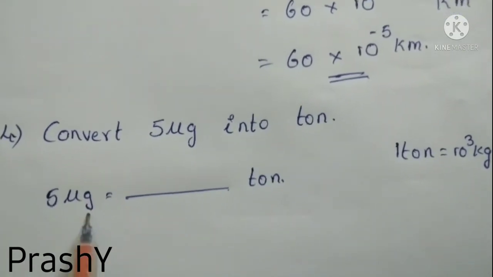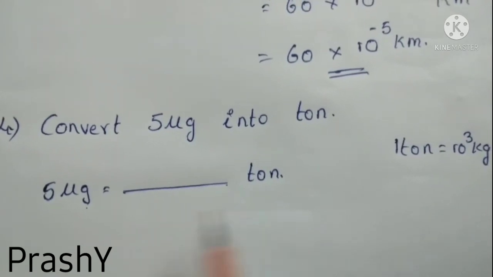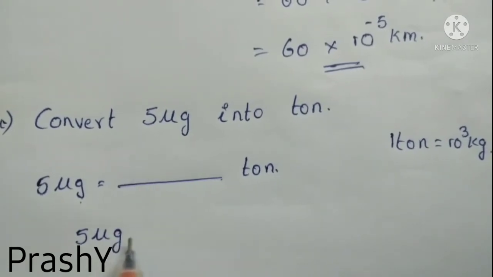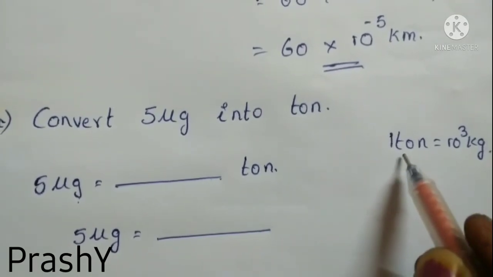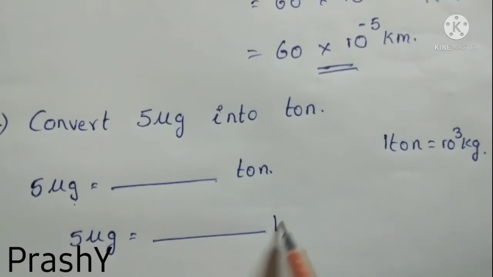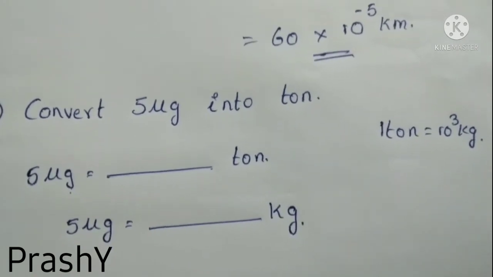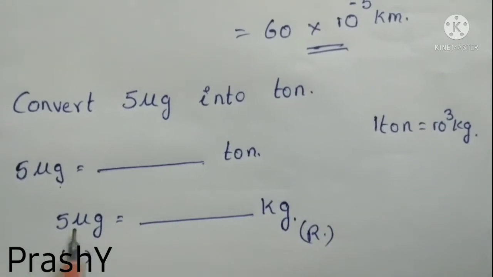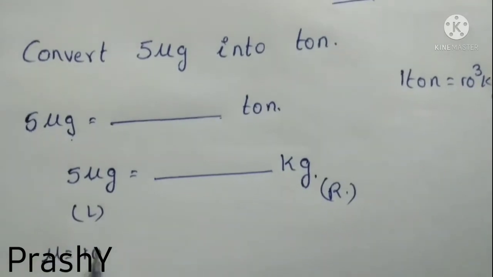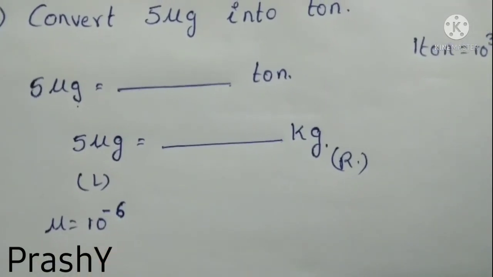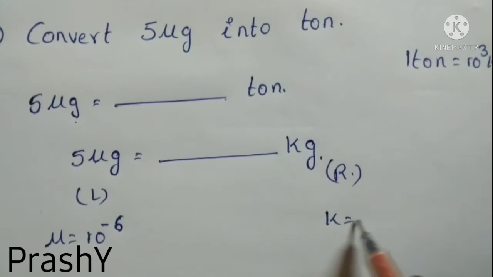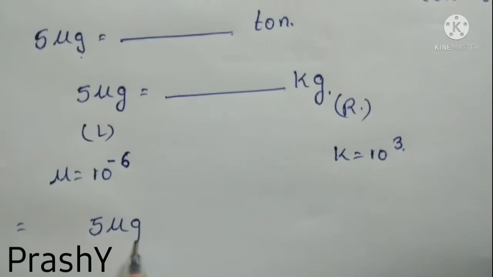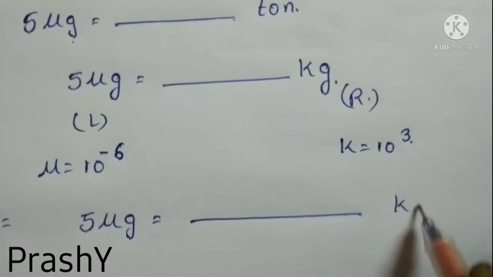So to convert, here it is gram, here it is ton. So it is difficult. So first we will split into two equations here. First step is 5 mu g is equal to, first let us convert into kg. This is our first step. So first to convert into kg, this is our right hand side and this is our left hand side. Mu value is equal to 10 power minus 6 from the table. Mu is 10 power minus 6 and kilo is 10 power 3. Right? So 5 mu g is equal to dash kg.